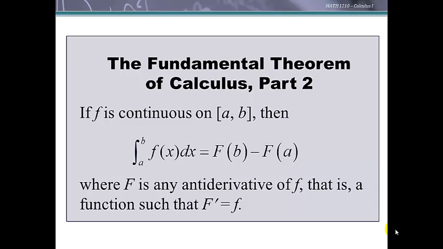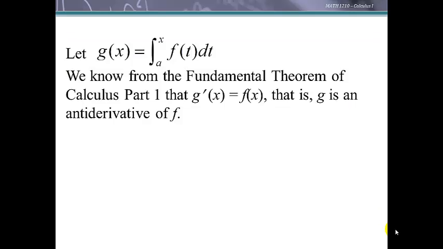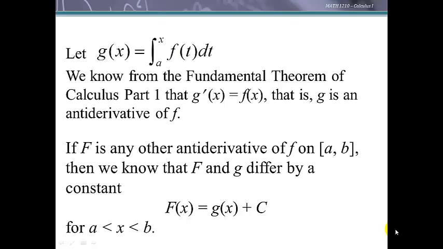Let's go ahead and look at the proof. Let's start with g of x equals the integral from a to x of f of t dt. We know from the fundamental theorem of calculus part 1 that if we took a derivative here, we would get f of x. So g is an antiderivative of f. So if capital F is any other antiderivative of f on the closed interval from a to b, then we know that capital F and g must differ just by a constant because they are both antiderivatives.